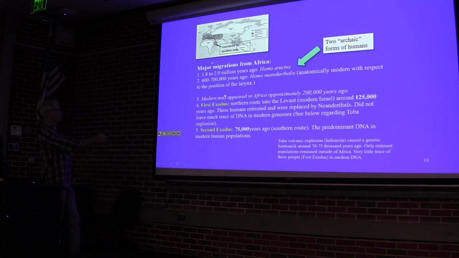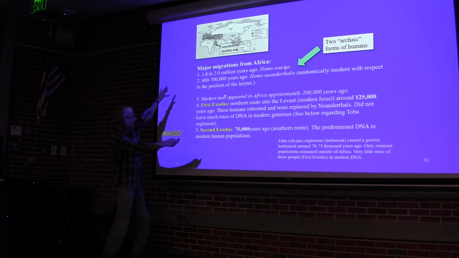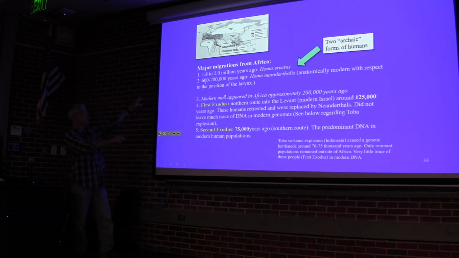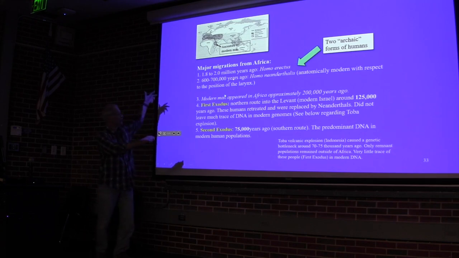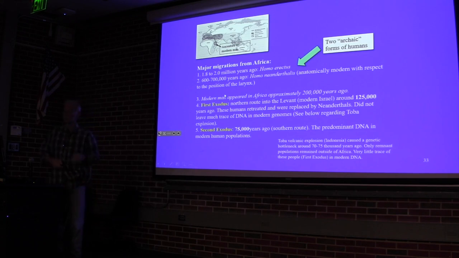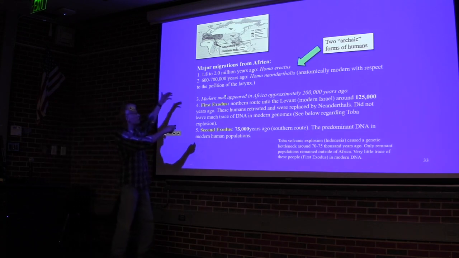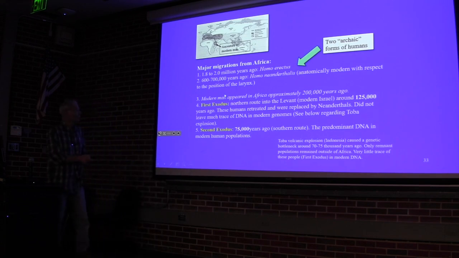So, migrations, 1.8 to 2 million years ago, it's Homo erectus, and then 600 to 400 to 700, it varies depending on who you read. You have the Neanderthal, it really left Africa as Heidelbergensis and developed into Neanderthal. The Heidelbergensis that remained developed into Homo sapien.